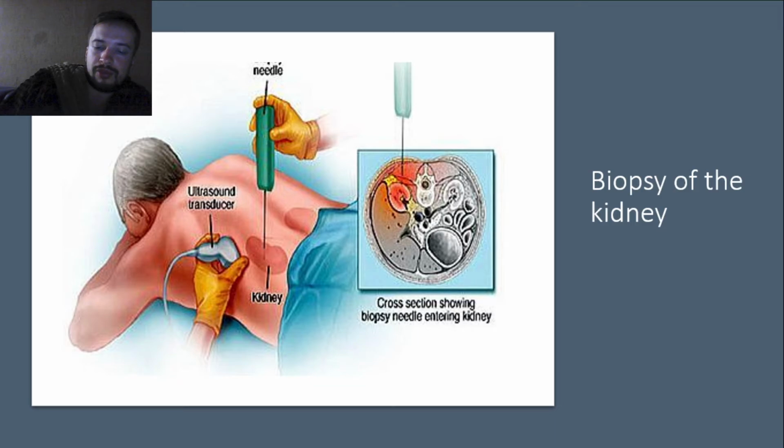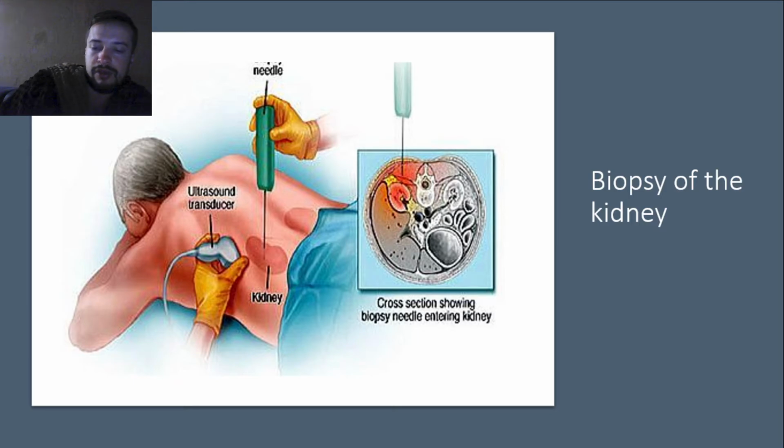Biopsy of the kidney. Overview. Usually performed percutaneously under local anesthesia and with ultrasound guidance. Examination of the tissue sample includes light microscopy, immunofluorescence, and electron microscopy. The most common complication is bleeding.